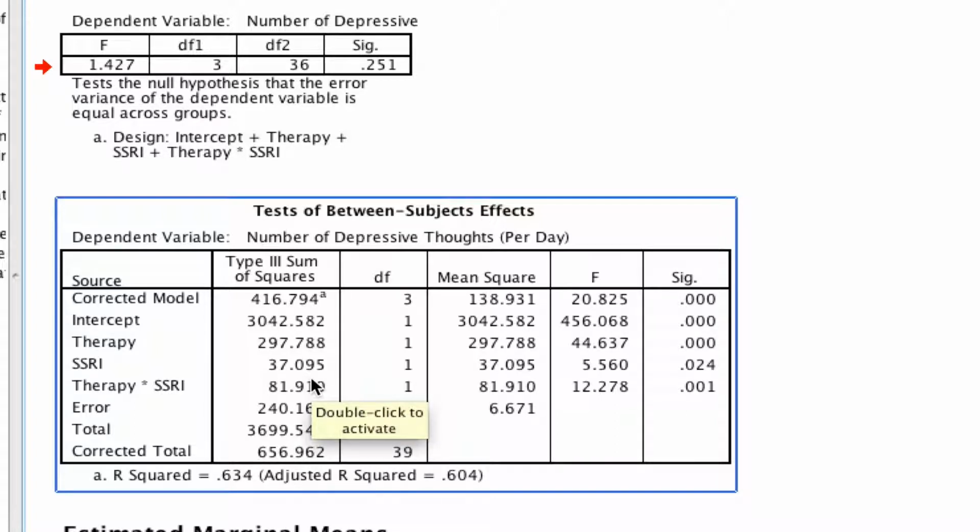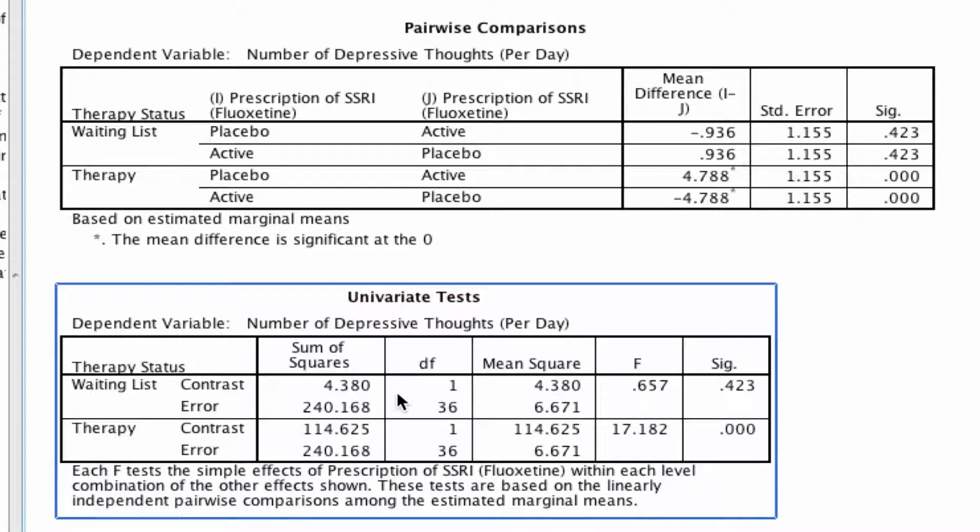Another way to think about that is this interaction term has 1 degree of freedom, but if you look at the contrast, to do both contrasts, we've used up two degrees of freedom in the numerator. So that's just another way to visualize how there's more than just the interaction going on.